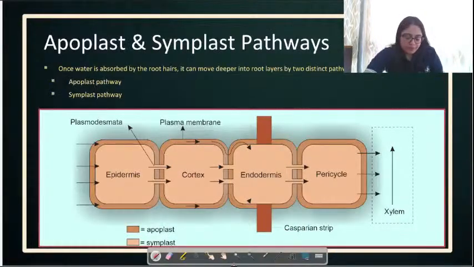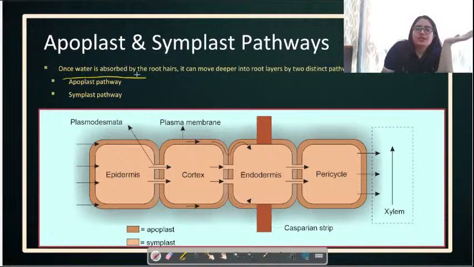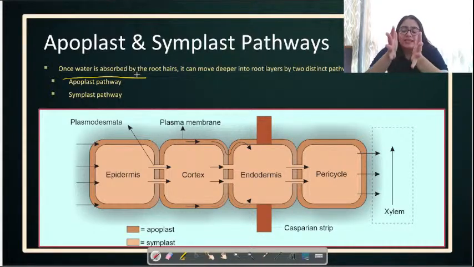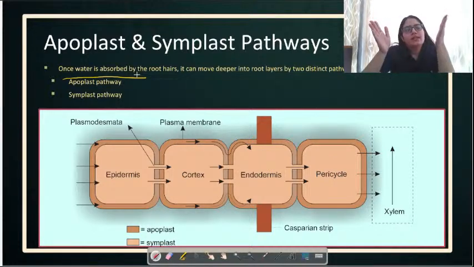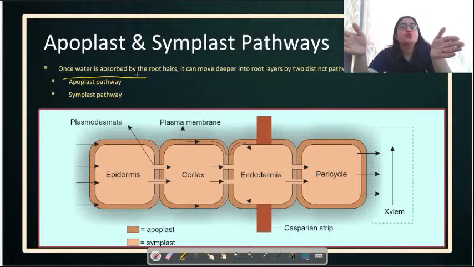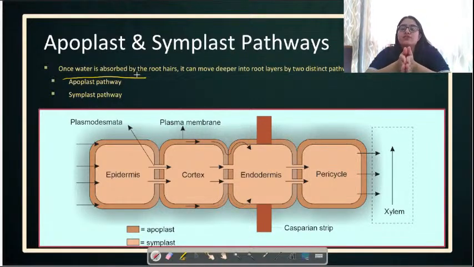Next. So note this, students, once the water is absorbed by the root hairs, once the water is taken up by the root hair cells, then it will be free, and then it will move into the deeper layers of the root. So if you are able to recollect, I request you to recollect your concepts from anatomy of roots. Who is the outermost layer? The outermost layer in a root is actually the epidermis, right?